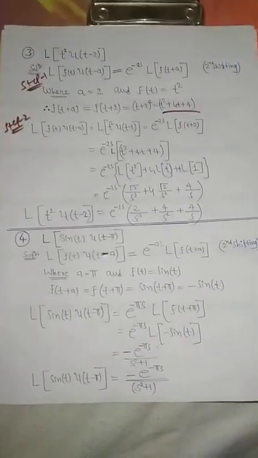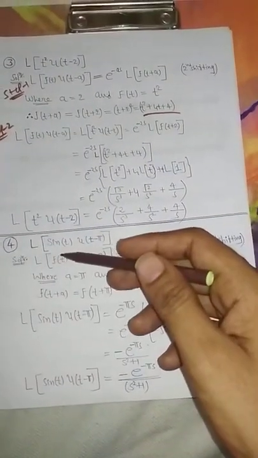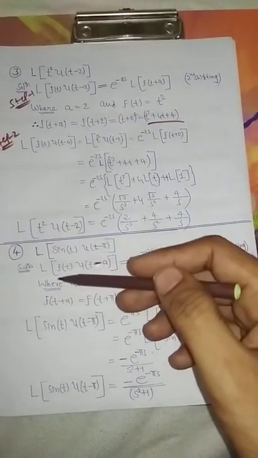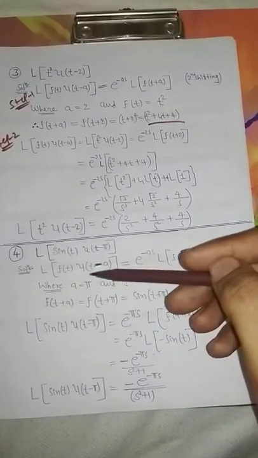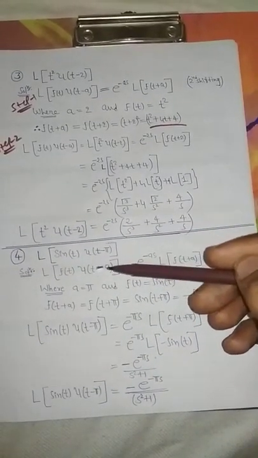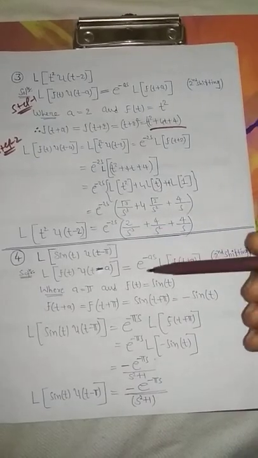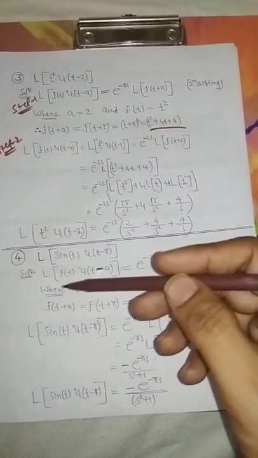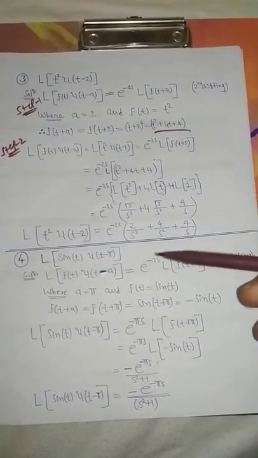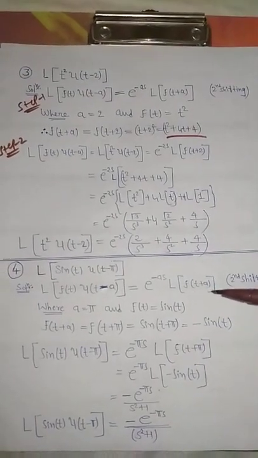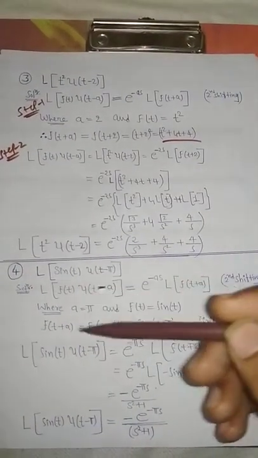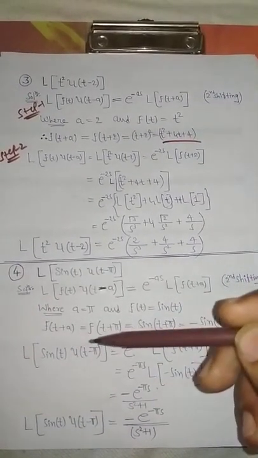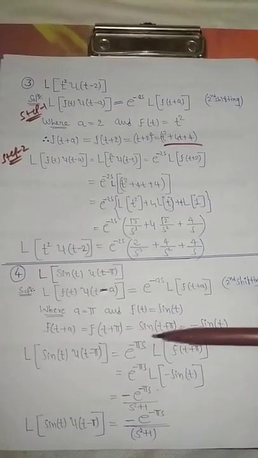Let us see one more example. Laplace of sin t into unit step function t minus pi. Here f of t is sin t and the unit step function is t minus a, so a equal to pi. According to the second shifting property, this will be our formula. Laplace of f of t u of t minus a equal to e raised to minus as f of t plus a, because we have an f of t here. a equal to pi and f of t equal to sin t. f of t plus a becomes f of t plus pi, that is sin of t plus pi.